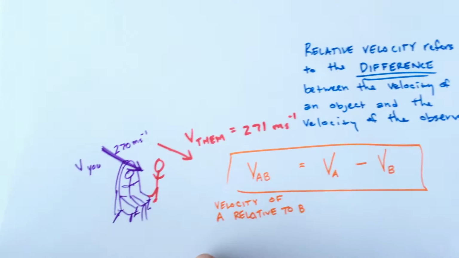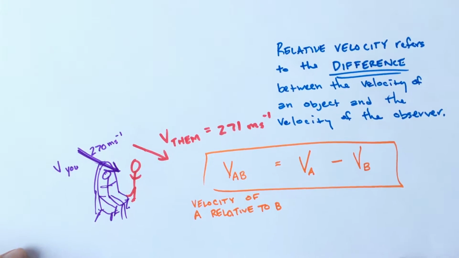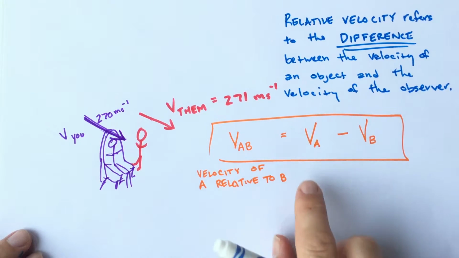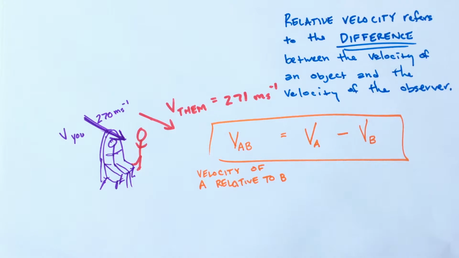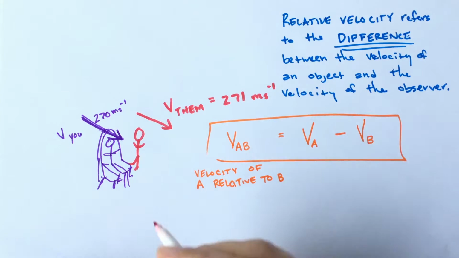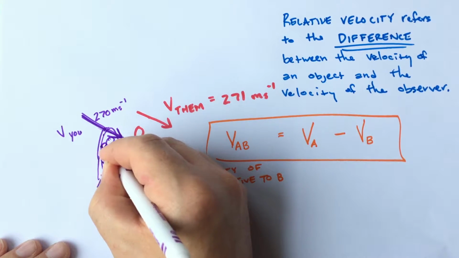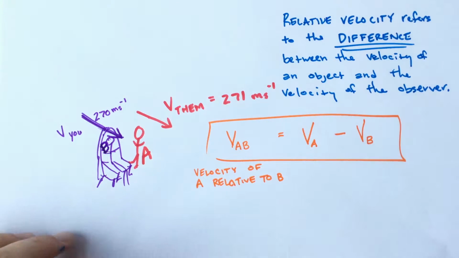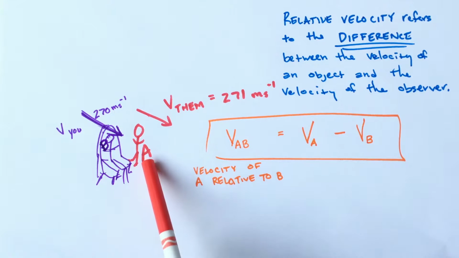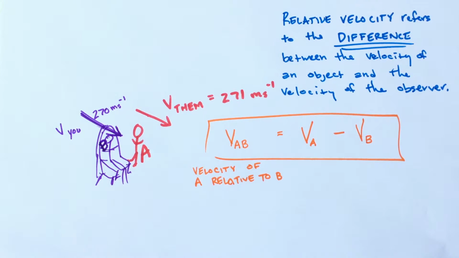In our airplane, do you see that, I'll jump back here. In our airplane, if I was to say that this person is person A and you are person B, the observer, the velocity of person A relative to you, the velocity that it appears that they're moving, is just this.